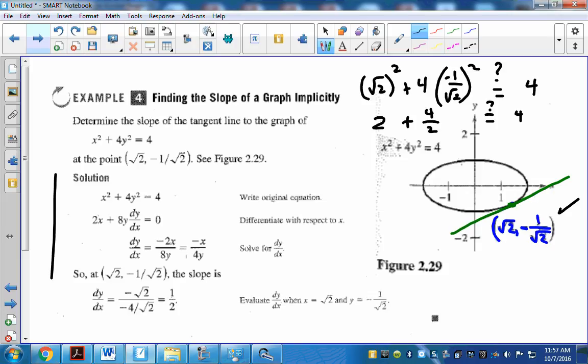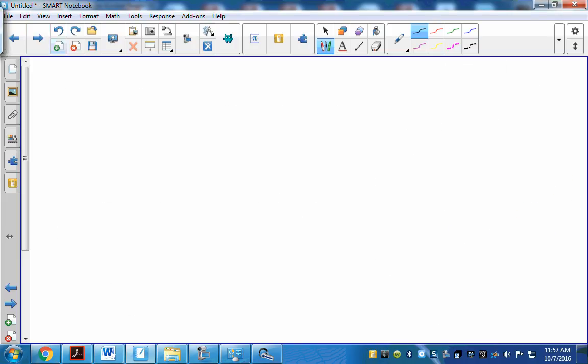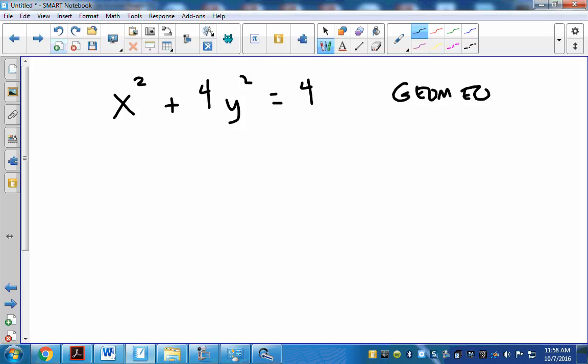Okay, so they've got it worked out here. I'm just going to pull up a bare screen again and do it from first steps. Okay, x squared plus 4y squared is equal to 4. This is a geometry equation, right? It describes the graph of this ellipse. Analytic geometry, I suppose, but yes, it is the equation.